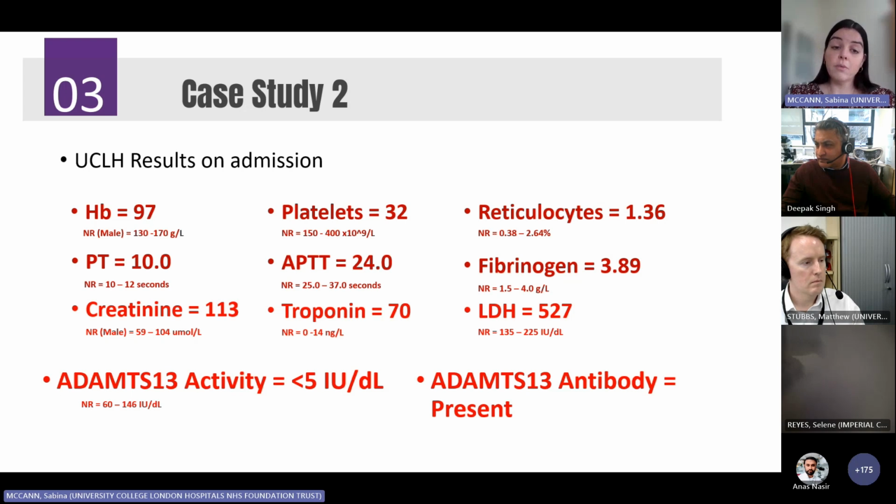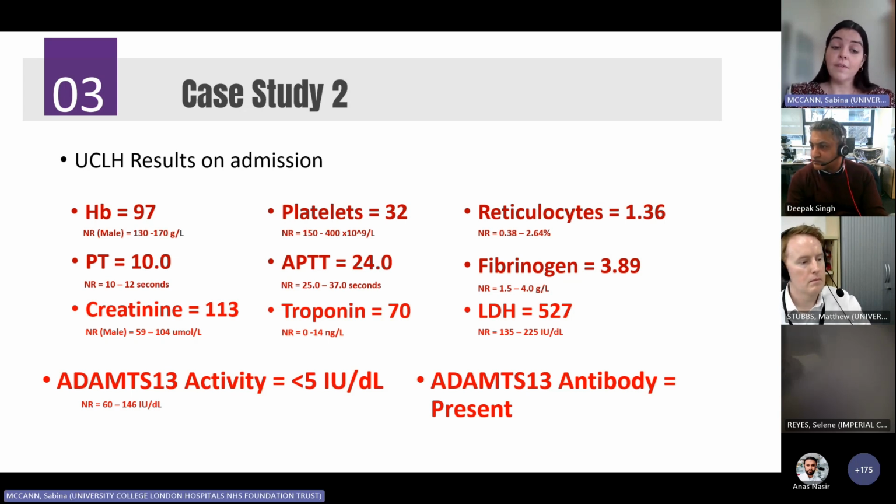Upon admission to UCLH, we have further results. HB was 97, platelets had dropped to 32, the INR was within normal range at 1.36, again a normal clotting screen. Creatinine was 113, troponin raised at 70, and an LDH was now 2.5 times the normal range at 527.